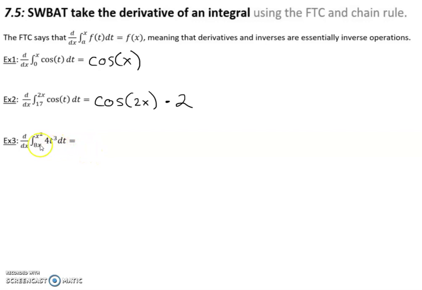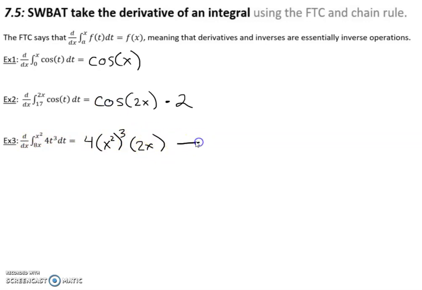But our final example here is what to do if you have two functions. And this is going to look like that part of the fundamental theorem where you plug in the upper limit and plug in the lower limit and subtract. This chain rule part still applies. So I'm going to start by plugging in x squared. So this is going to be 4 times x squared cubed. So I plugged x squared into the t cubed. The derivative of x squared is 2x, so I'll multiply this by 2x.